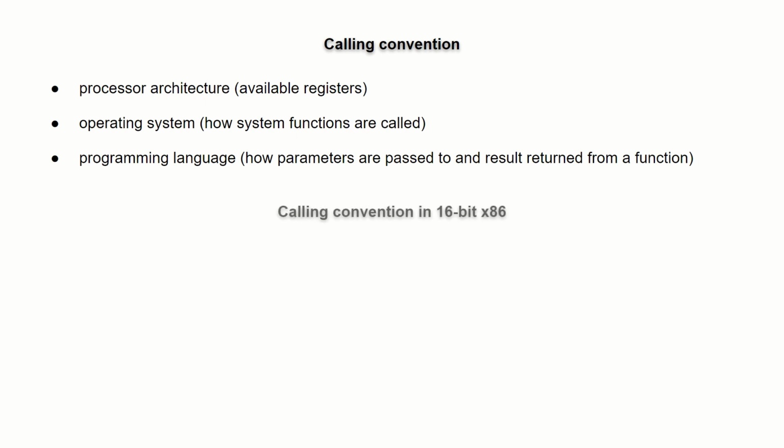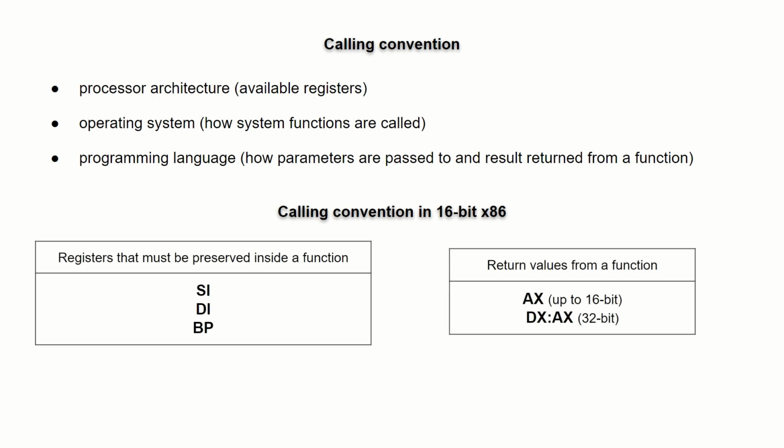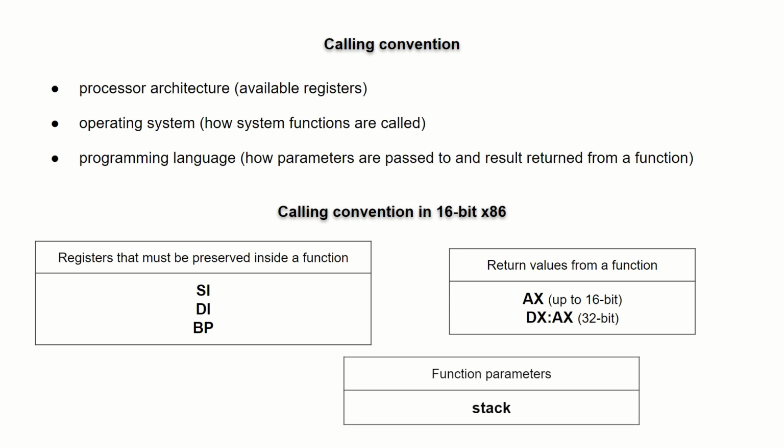In the 16-bit x86 platform, which we use here, only the SI, DI and BP registers need to be preserved, all others are scratch. Functions always return the result in the AX for data up to 16-bit, or in the pair of the DX and AX if the return data is 32-bit wide. The parameters in general are passed to a function on the stack. That means that the caller pushes all the parameters to the stack prior to invoking the function. Details about how that happens differ between the languages.